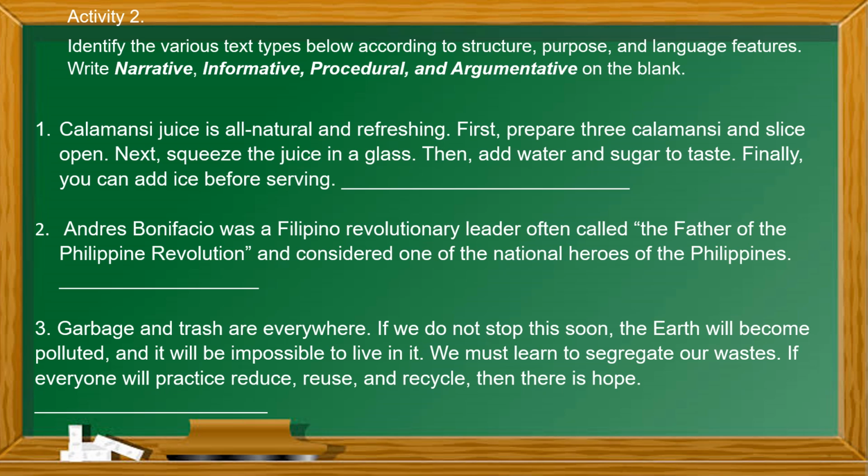Number 2. Andres Bonifacio was a Filipino revolutionary leader, often called the father of the Philippine Revolution, and considered one of the national heroes of the Philippines. Number 3. Garbage and trash are everywhere. If we do not stop this soon, the earth will become polluted and it will be impossible to live in it. We must learn to segregate our waste. If everyone will practice reduce, reuse, and recycle, then there is hope.